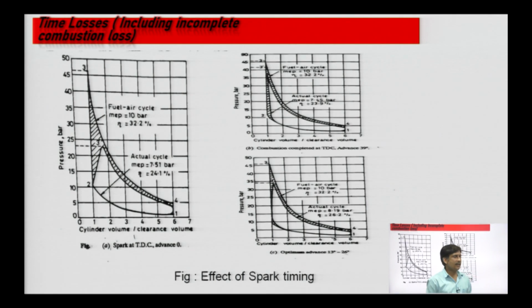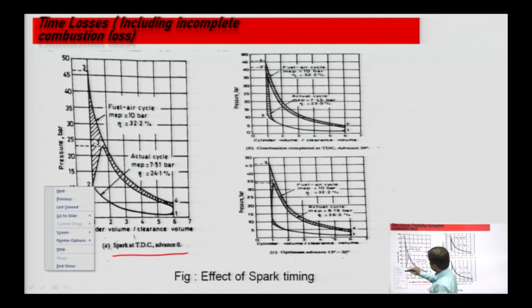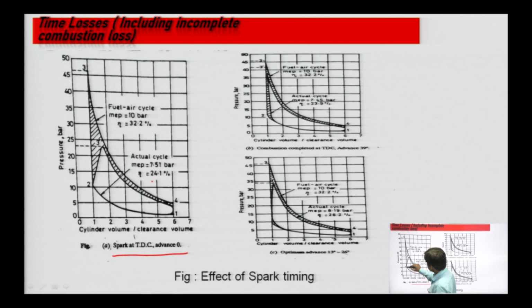These are some diagrams for time losses. If we create a spark at top dead center, then from 1 to 2, if we create a spark here, the pressure rise will follow this route. So, this much amount of loss is there, this much amount of loss is there. This is because of time loss. That is why we never create a spark at the top dead center, we retard the spark.